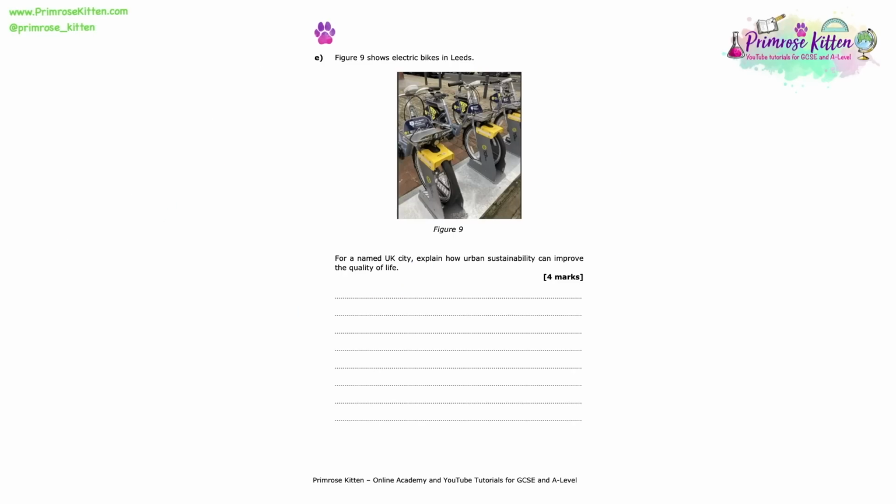Figure 9 shows electric bikes in Leeds. For a named UK city, explain how urban sustainability can improve the quality of life. Again, in response to this question, you should aim to identify 2 different examples and give supporting detail for each.